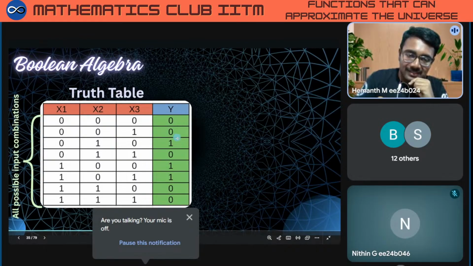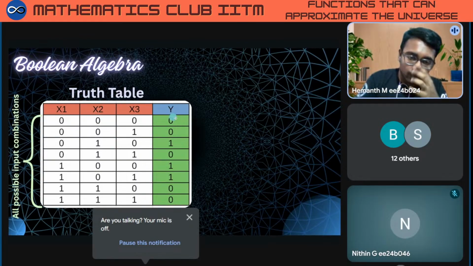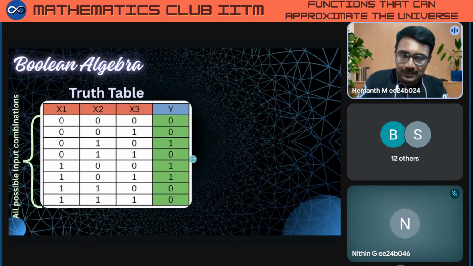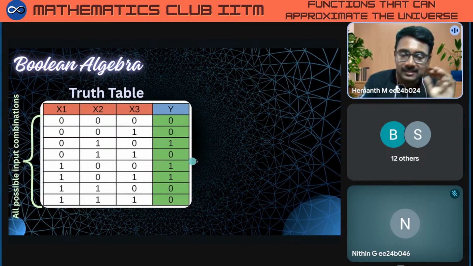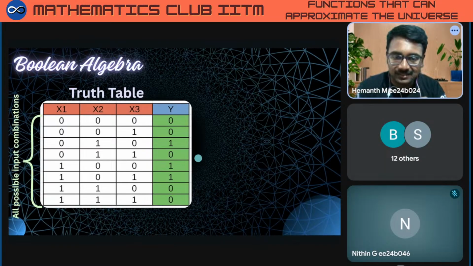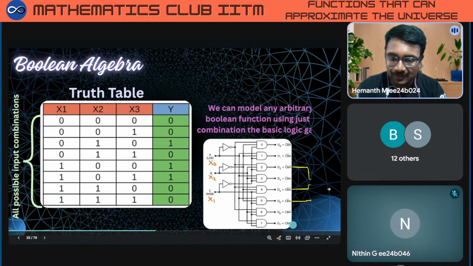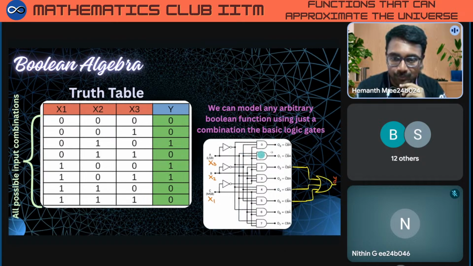This function that takes x1, x2, x3 as input and produces y as output is called a Boolean function. And George Boole proved using his theorems of Boolean algebra that you can model any such function, meaning you can change this to anything, using just AND, OR, and NOT gates. These basic gates are sufficient to model any Boolean function. You can network them to form any complex combinational circuit to model any Boolean function.